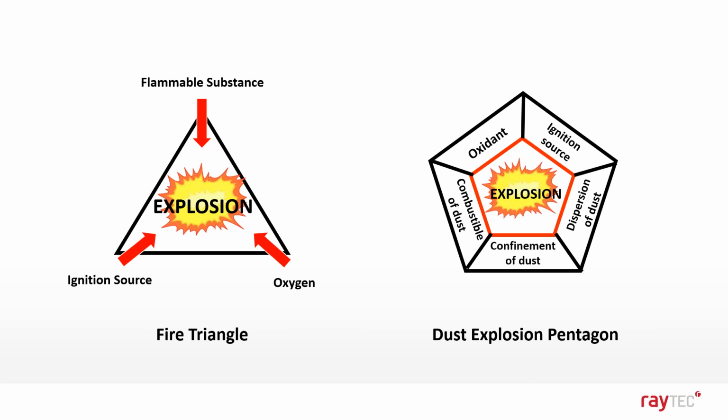When we talk about dust explosions, two further components are required. As well as fuel, oxidant, and ignition source, you also need confinement and dispersion of dust to make up the dust pentagon. This can be in the form of a dust confined by a building structure and dispersed among the air within the building, forming a potentially explosive dust atmosphere.